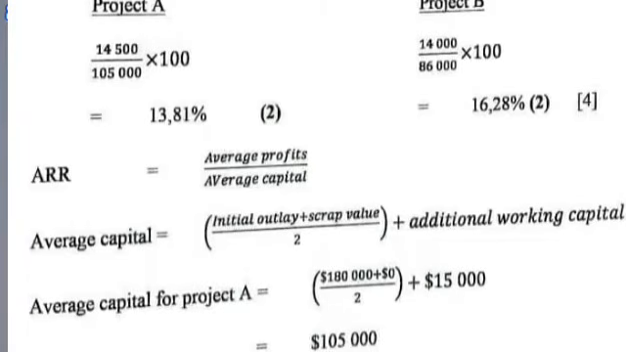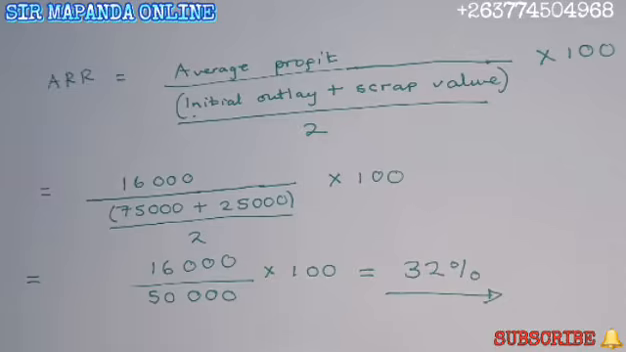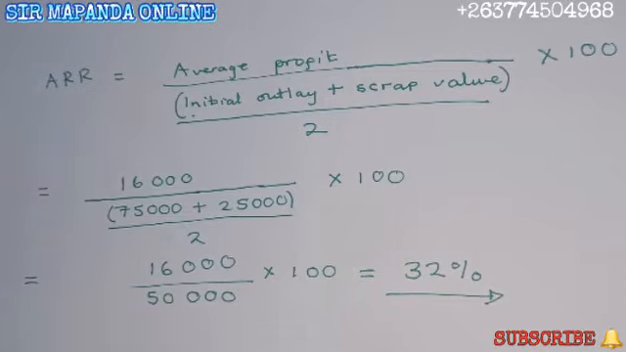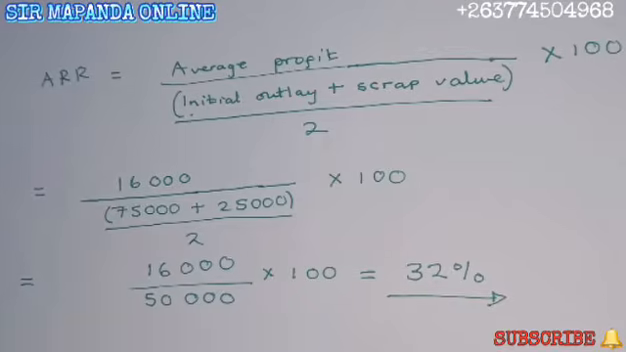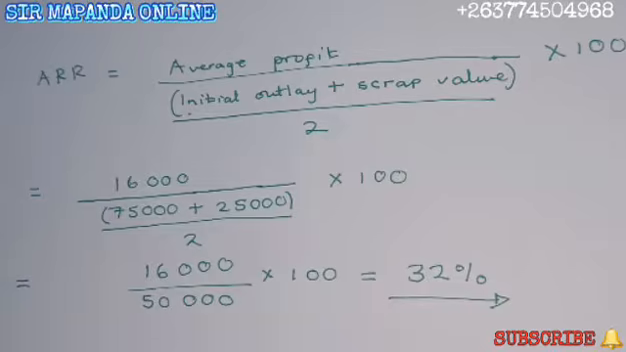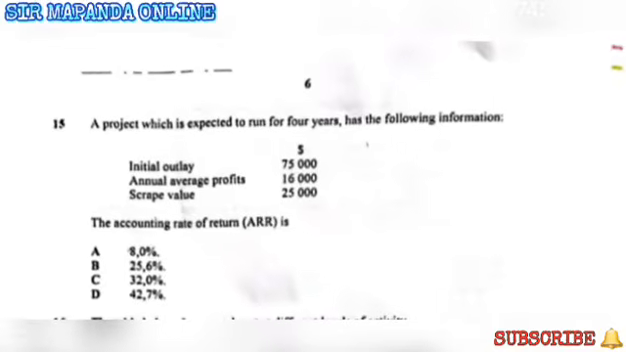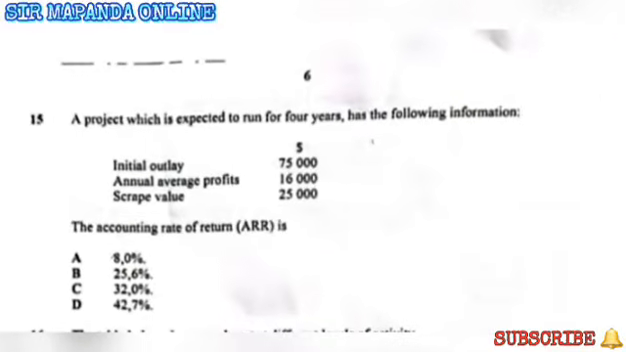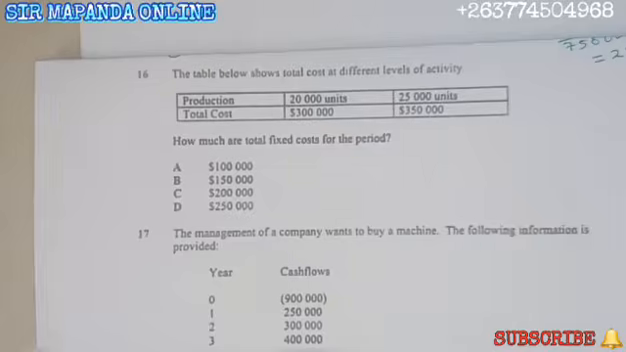So in this question, you can notice that the initial outlay is 75,000. The scrap value is 25,000. Adding the 2 and divided by 2, you get 50,000 as your denominator. So 16,000 divided by 50,000 times 100, it gives you 32%, making C as our answer. Right, we are now on question number 16.